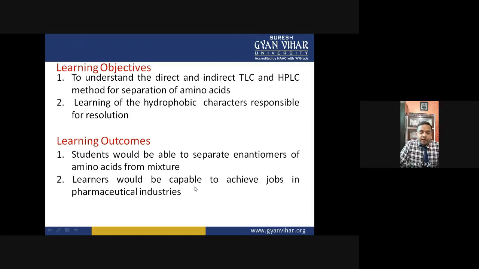Once a learner gets the information about the separation of enantiomers, they would be capable of getting a job in pharmaceutical industries, because in the pharmaceutical industries the quality of drugs is very important. Nowadays, pharmaceutical companies are trying to make medically pure drugs, right? Because it is very important.